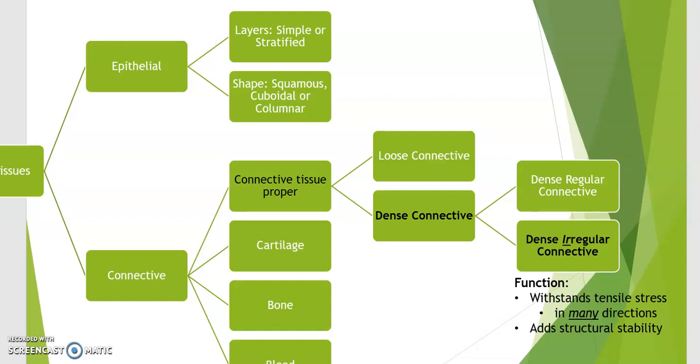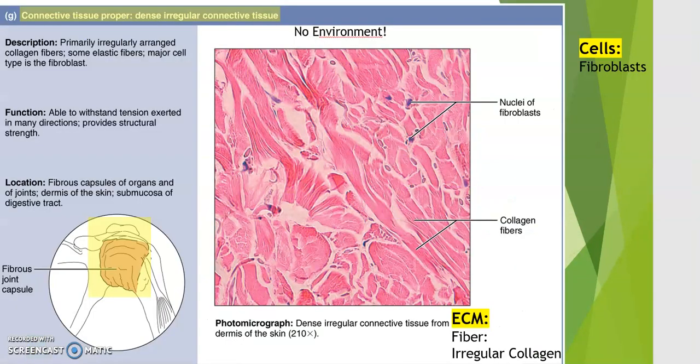The difference is it's doing it in many different directions. So these cells have to be in irregular patterns to handle all these different directions. By placing these fibers in many different directions, we're adding structural stability to this tissue, which is dense, irregular connective tissue. Where do we see that? We see that in an area that has a lot of different angles for these tissues, and the knee is a perfect one for this.